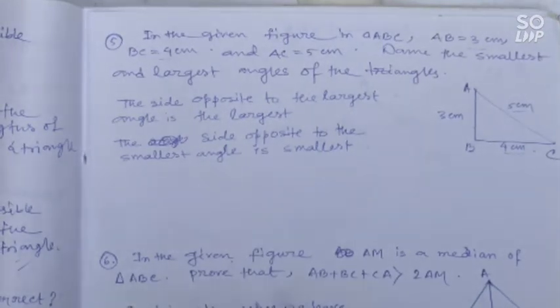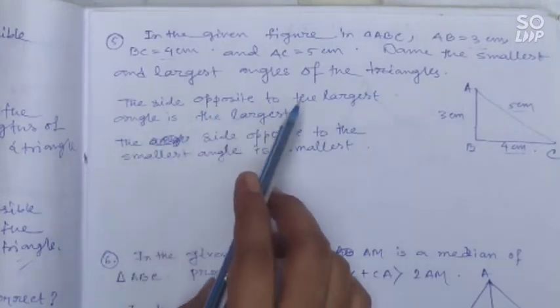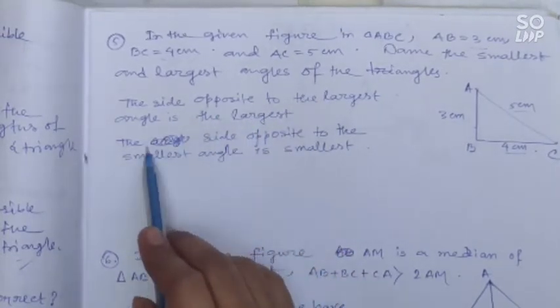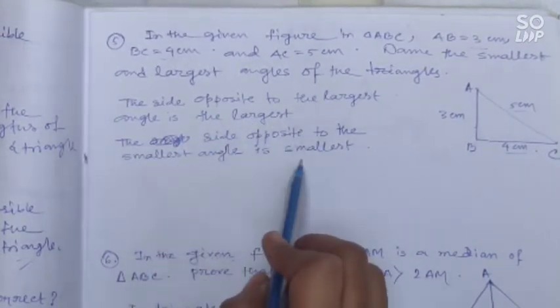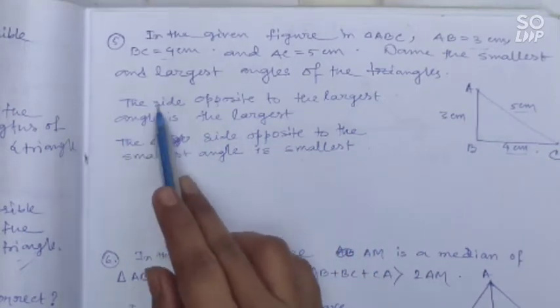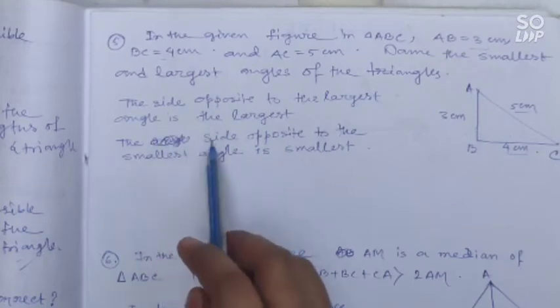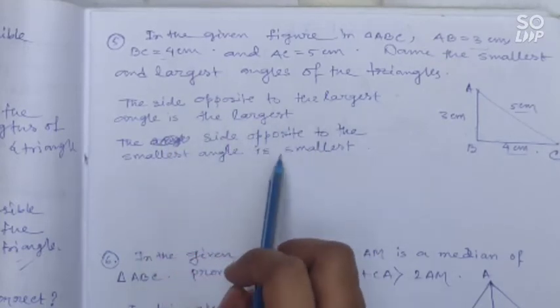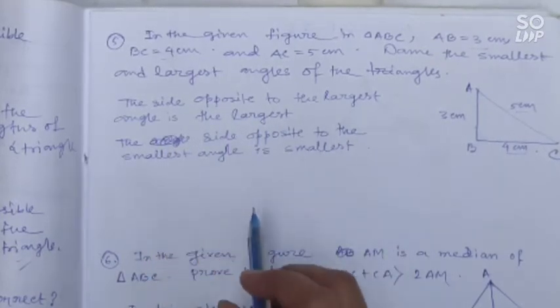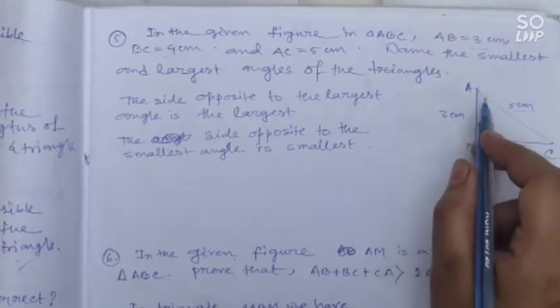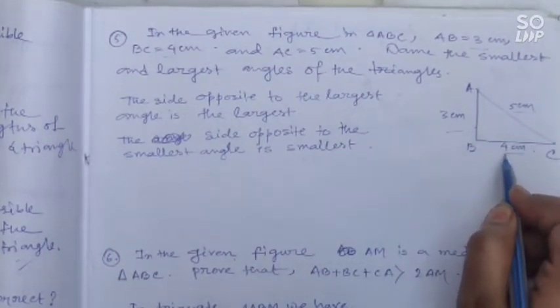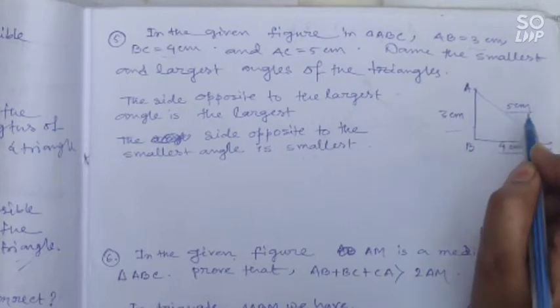Okay, similarly the side opposite to the largest angle is the largest, the side opposite to the smallest angle is the smallest. That means the angle opposite to the largest side is the largest, and the angle opposite to the smallest side is the smallest. Okay, so one side is 3 centimeter, another side is 4 centimeter, another side is 5 centimeter.